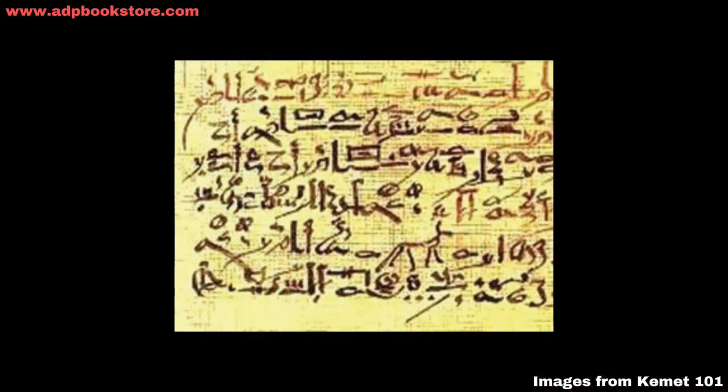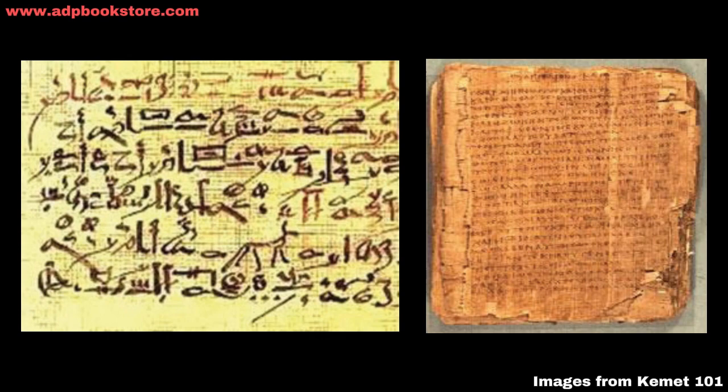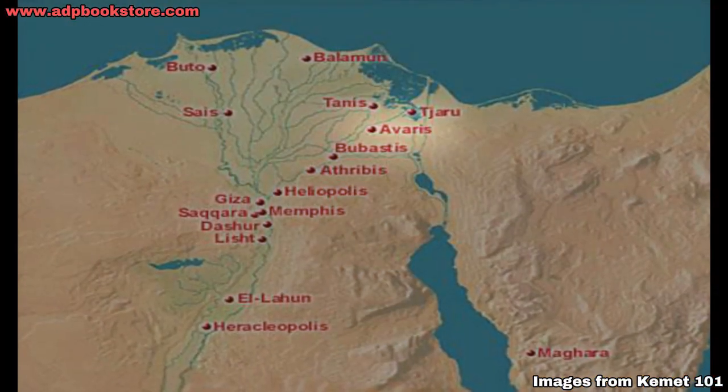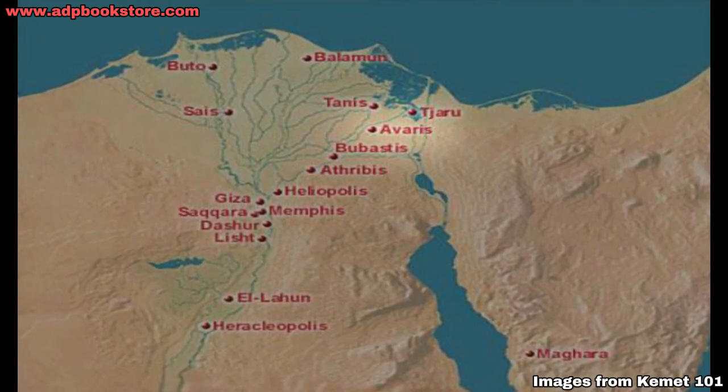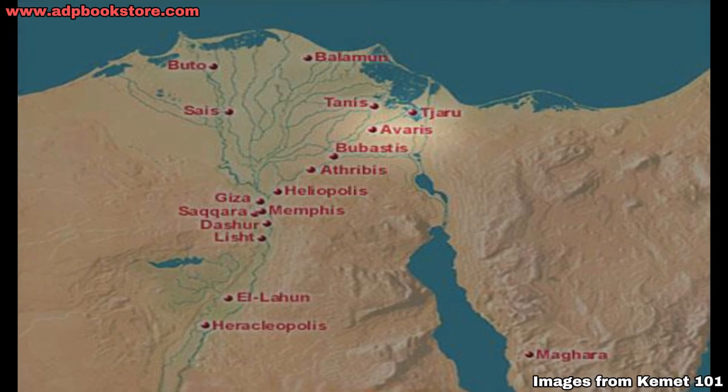The Edwin Smith Surgical Papyrus. Smith was an American. The Ebers Medical Papyrus. Ebers was a German. Contact between the two cultures began to occur as the Hyksos established themselves at Avaris in the eastern part of the Delta. Avaris became an administrative center during the time of the Hyksos rule.